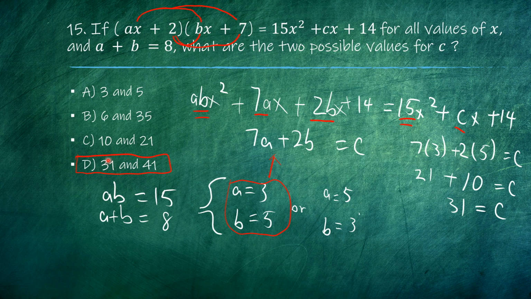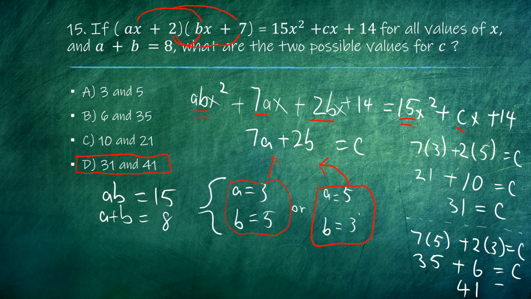So we are done. But if you want to double check when you have extra time, you can always just check the other solution. So let's try the second one, when a is equal to 5 and b is equal to 3, and plug that in as well. So we have 7 times 5 plus 2 times 3. 7 times 5 is 35, plus 2 times 3 is 6. And 35 plus 6 is 41. And yes, that is also in answer D. So we are done here.